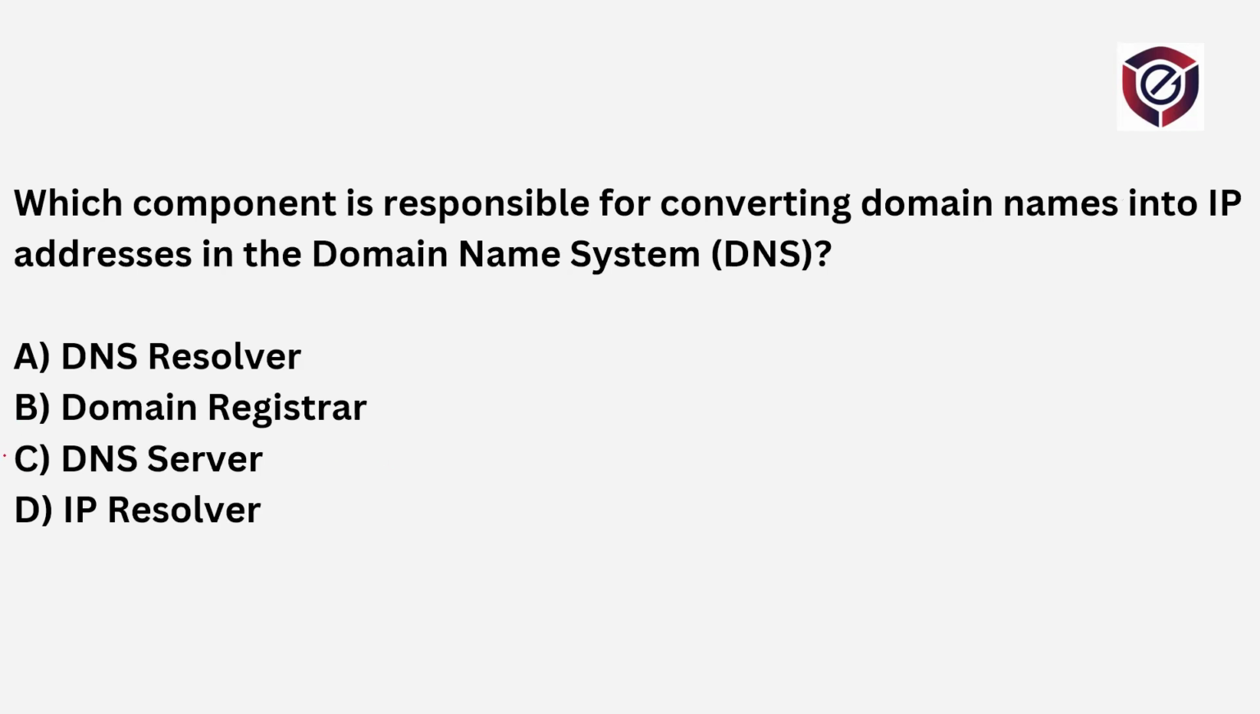Whatever DNS server we have, it is responsible for translating the domain names into IP addresses. So remember, the correct option over here is option C, DNS server, which converts a domain name into the respective IP address in the DNS system.